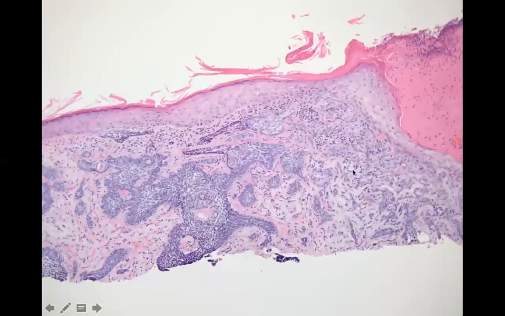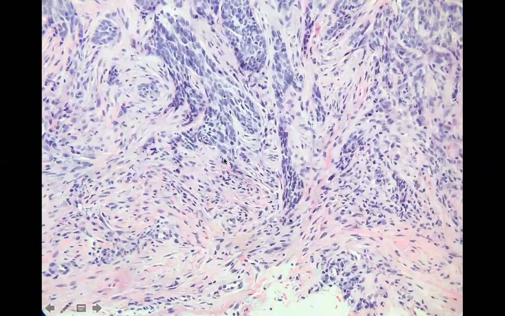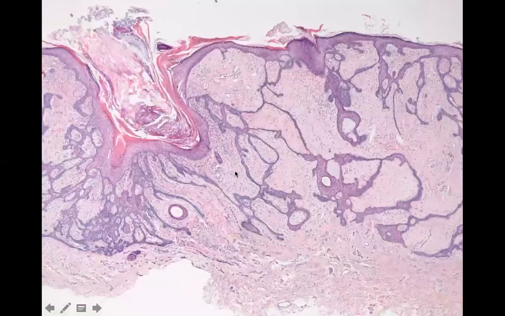You see that very gray background? That's all of your fibromyxoid stroma. Here's a little bit more. You see that little myxoid rim around there? Here's another infiltrative one where now you've got these angulated nests coming down.